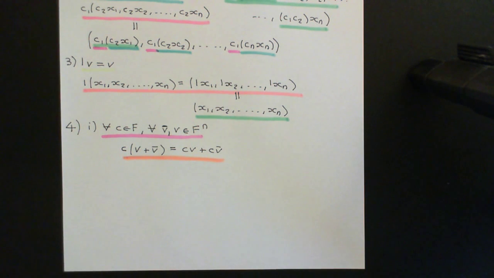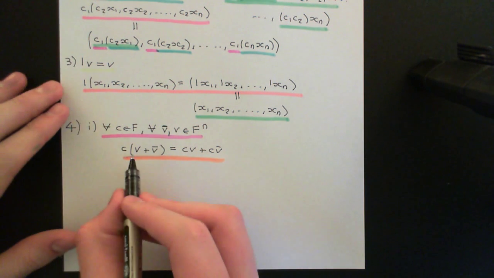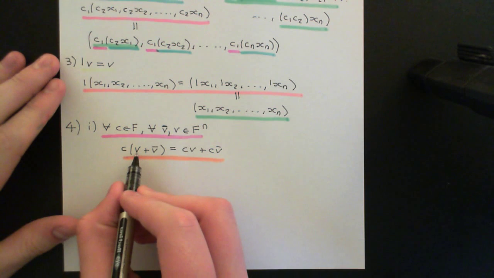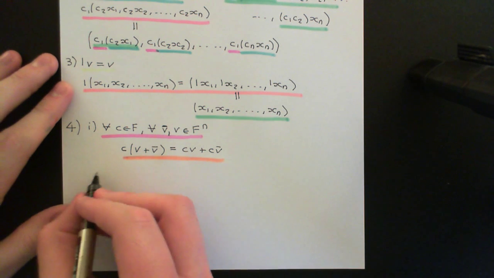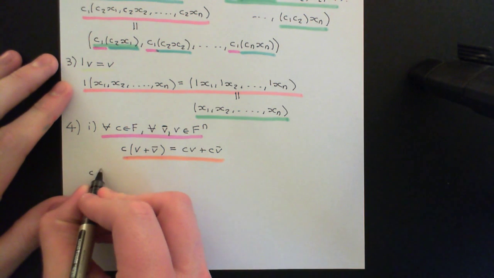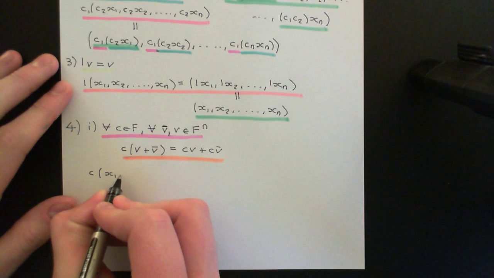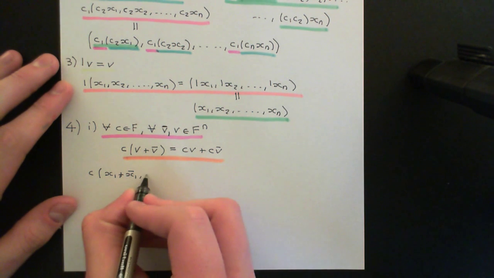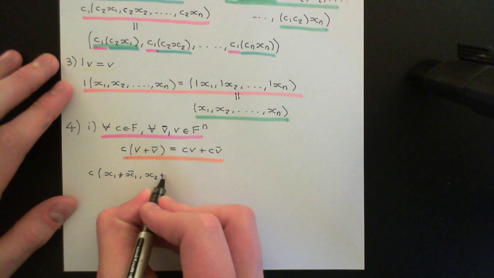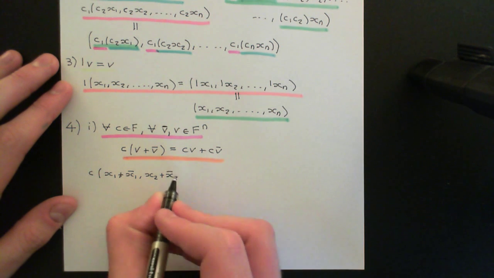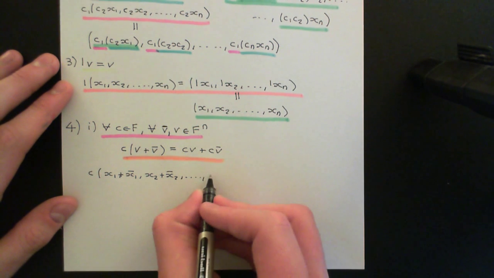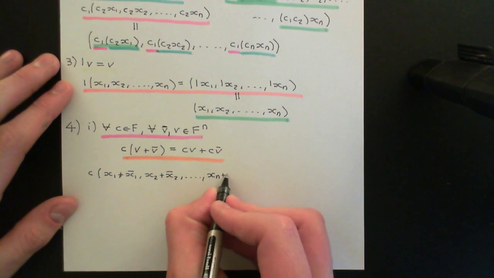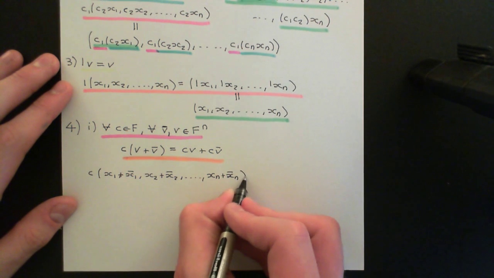Okay, so again we'll just apply the definition here. Firstly let's take the left hand side, so we'll have v plus v bar, and the answer to that of course will be x1 plus x1 bar, where this addition is done in the field, then x2 plus x2 bar, where this addition is done in the field, all the way up to xn plus xn bar, where this addition is done in the field.